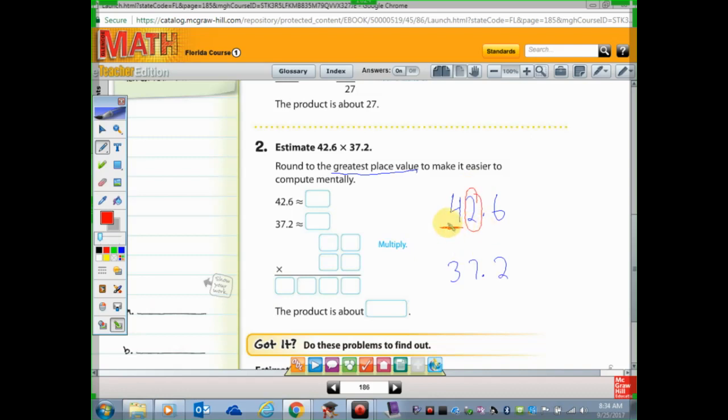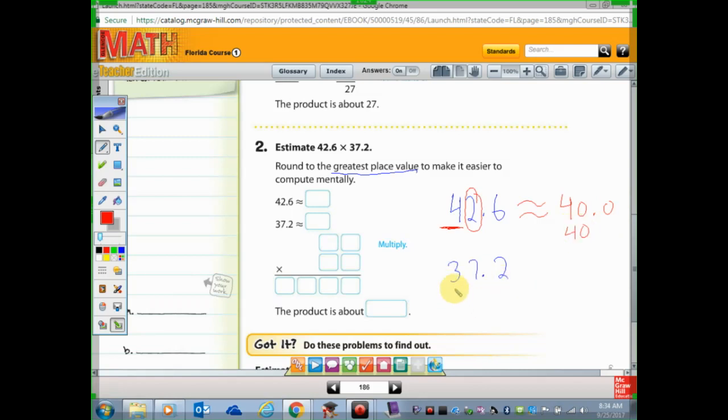So the underlined digit is a 4, the place to the right is a 2, so this will stay a 4, and then everything after it will become a 0. So it'll end up estimating out to 40.0, which we can just drop the 0.0 and have it be 40.